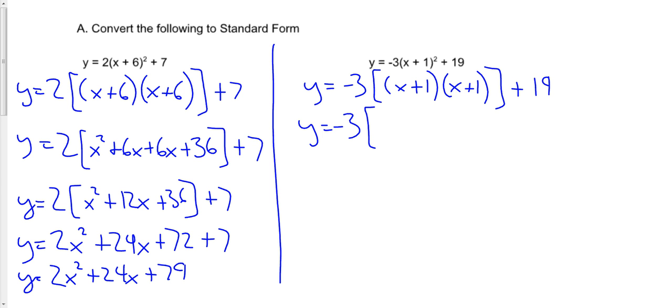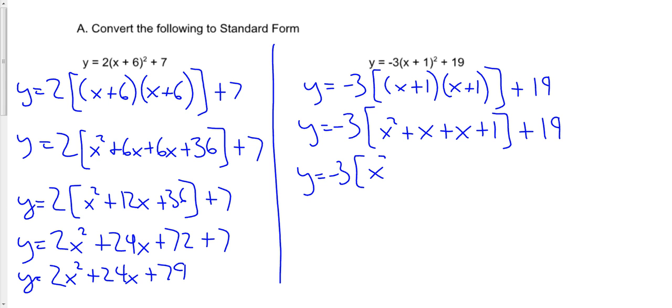So x times x gives me x squared. x times 1 gives me x. 1x times 1x gives me a second x. And 1 times 1 gives me 1. And again, plus 19. You have to keep bringing that plus 19 down because we haven't dealt with it yet. So now I'm going to simplify the inside here. So y is equal to negative 3 times x squared plus 2x plus 1, all plus 19.